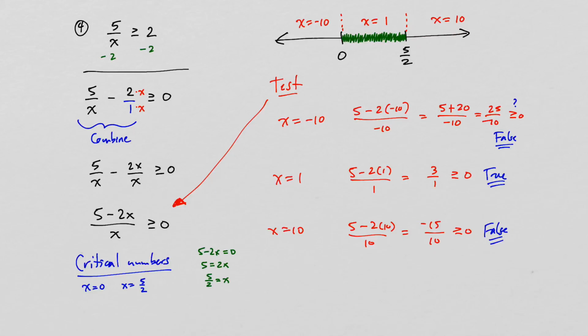And so in the end, the only numbers that work are the numbers in between 0 and 5 halves. And we have equals here, so we want to include both endpoints. However, we cannot include 0, because if you actually put the number 0 into your problem here, you are dividing by 0. And so that is no good. So our solution is all the numbers between 0 and 5 halves. We will include 5 halves, but we will not include 0.